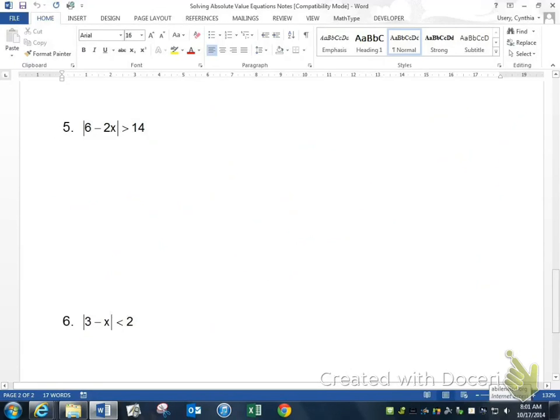On number 5 we have the absolute value of 6 minus 2x is greater than 14. So I'm going to do the same thing. I'm going to write two inequalities. 6 minus 2x is greater than 14, and 6 minus 2x is less than, I have to flip it around, negative 14, and I'm going to solve them both. So go ahead and solve them both on your own right now, and let's see what we get.